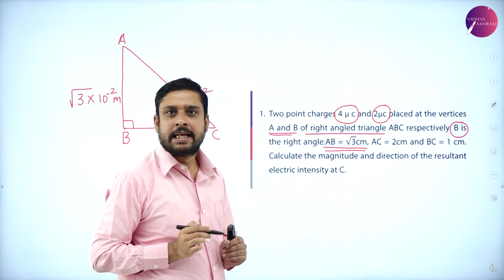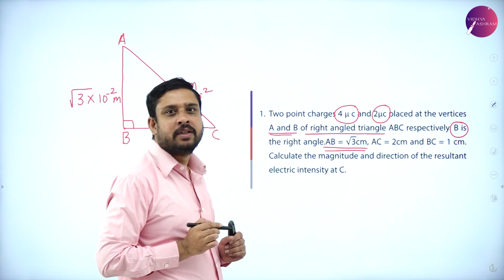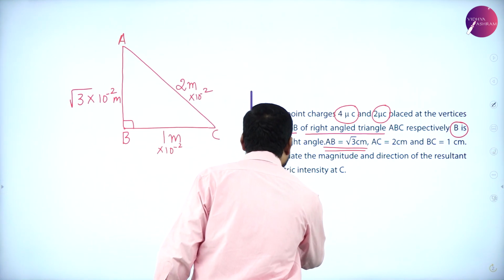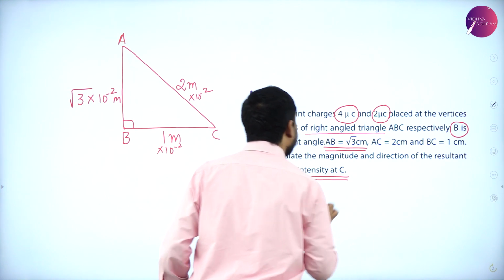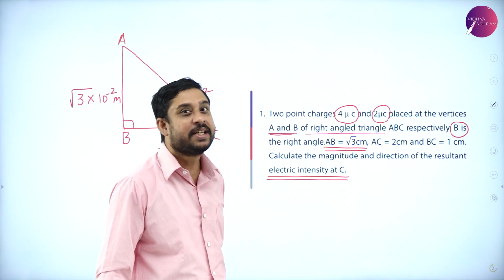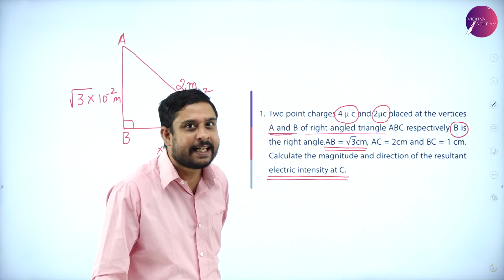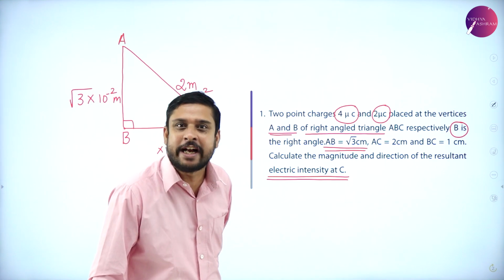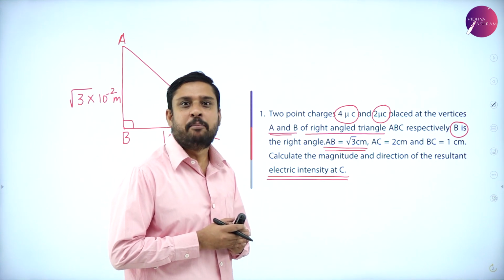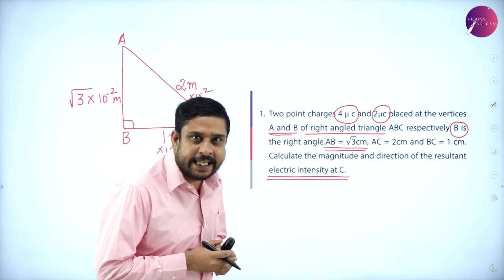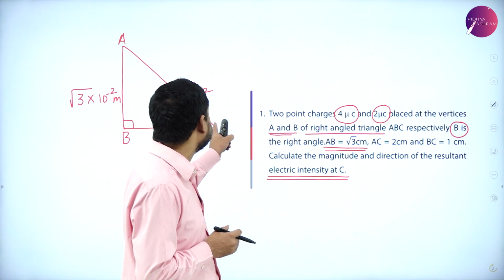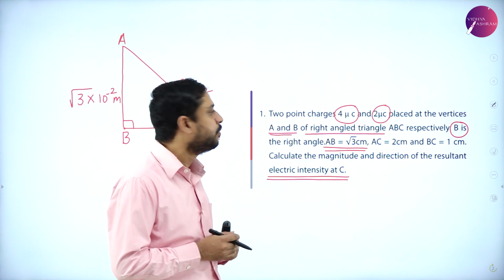Calculate the magnitude and direction of the resultant electric intensity at C. Very interesting. Now not at the right angle, not at the point B. You are asked to calculate the magnitude and direction of the electric intensity at the point C.